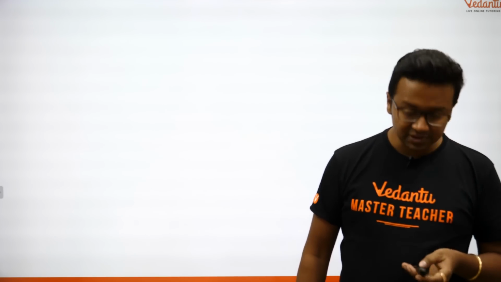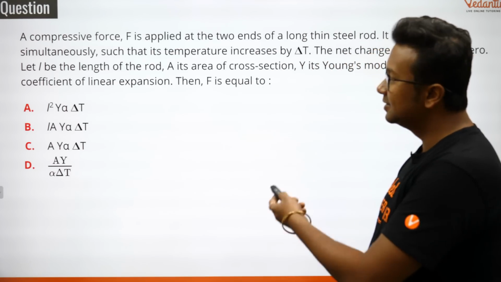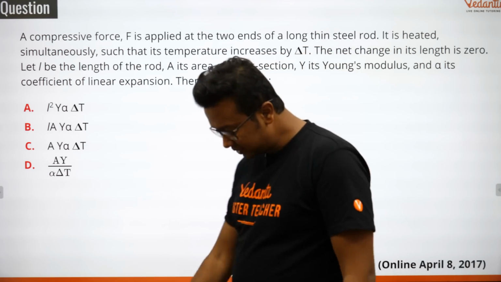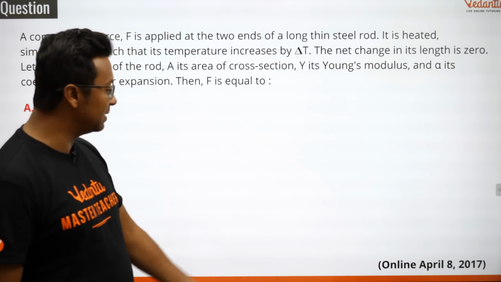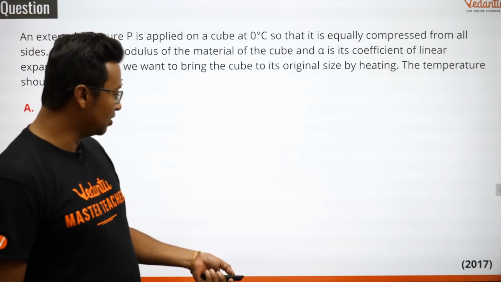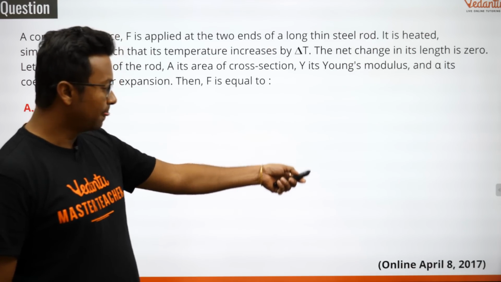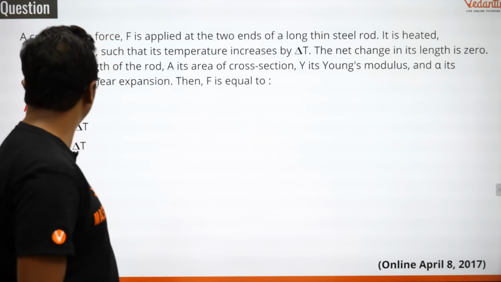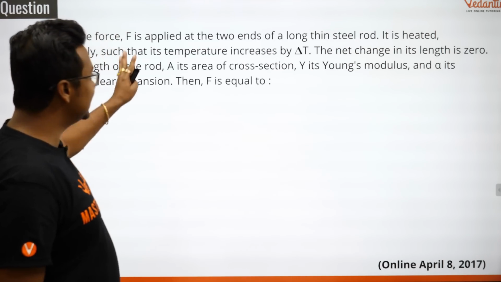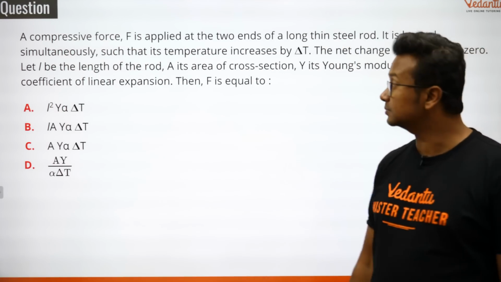Now, the most important thing out here is to go and understand another question which appeared in 2017. Now, this was a different set of paper. That was an offline paper, and this is an online paper of the same year. Okay, now, what is it? Let me explain to you the premise of the question out here.